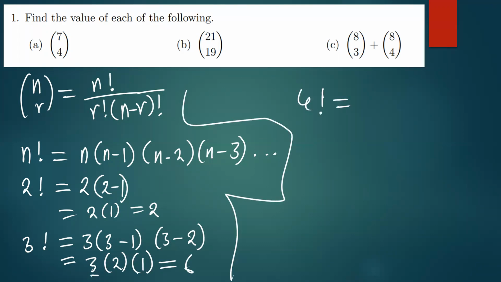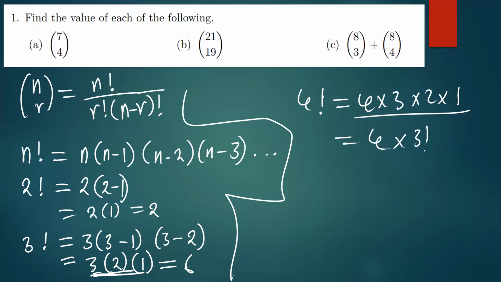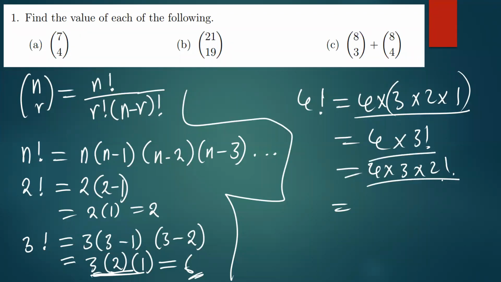If you're given, let's say, 4 factorial, you follow the same pattern, removing 1 from each number. Hence you have 4 times 3 times 2 times 1. This is the value for 4 factorial, which you can also write as 4 times 3 factorial, because 3 factorial is 6. If you want, you can write it as 4 times 3 times 2 factorial. The reason I'm showing you is that we're going to be applying them somewhere, more especially in the theory.